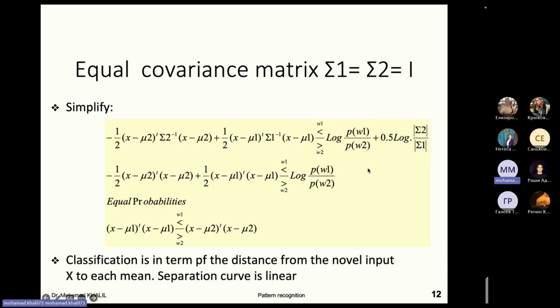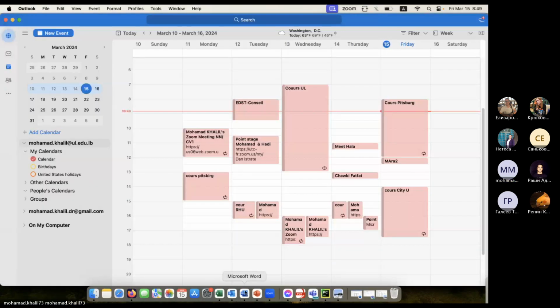But here, sigma 1 equals sigma 2 equals I. So this is the general equation, but here the term becomes 1, so you have to take only this and this. So how can we do that? And if there is the same probability, you have to take only this. Let's go to the course.